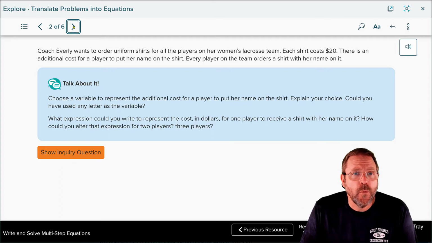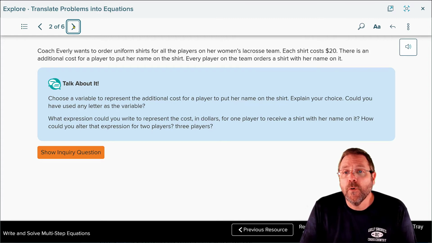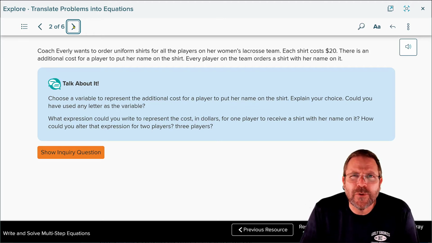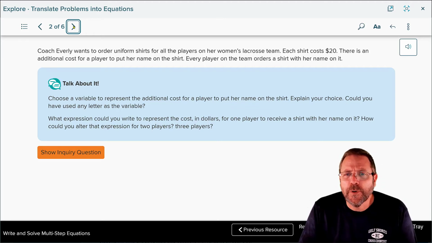Coach Everly wants to order uniform shirts for all players on her women's lacrosse team. Each shirt costs $20. There's an additional cost for a player to put her name on the shirt. Every player on the team orders a shirt with her name on it. Now they say to choose a variable to represent the additional cost. I'm thinking C would be real good for additional cost. To put her name on the shirt, explain your choice, just did.